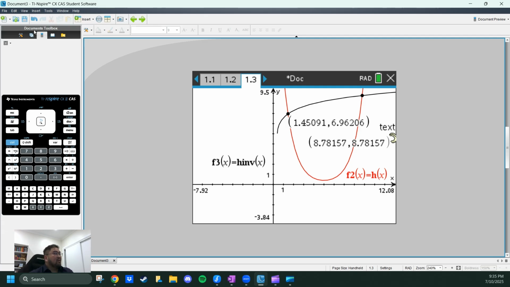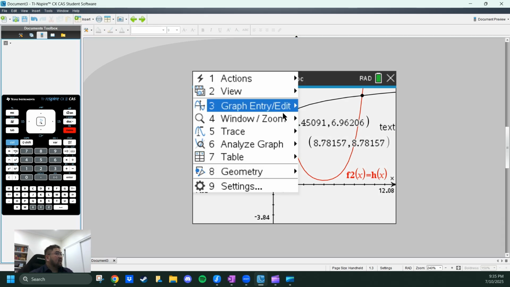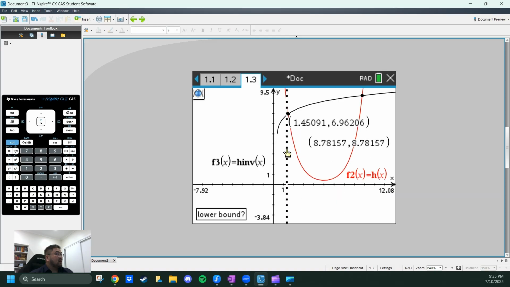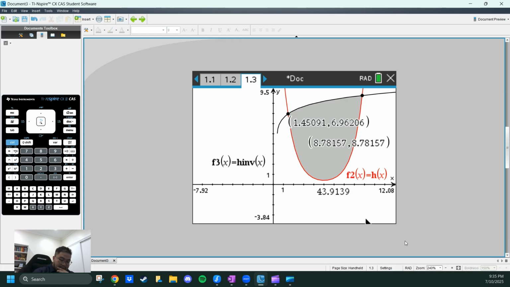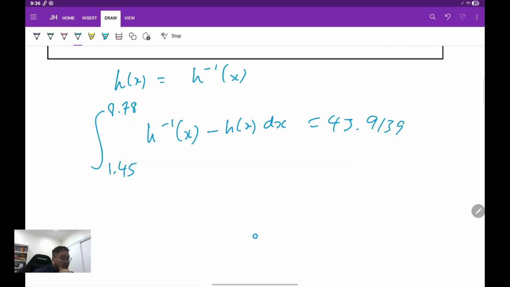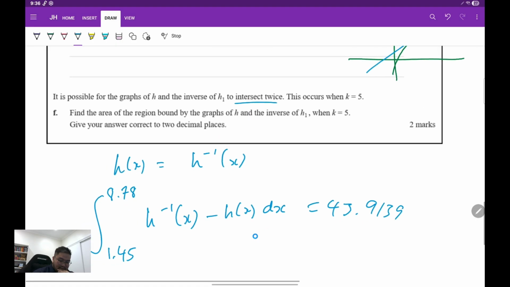And if we want to work out what the answer is, hopefully this area bound is 43.9139. Okay, and it's asking us for 2 decimal places, so 43.91 should be your answer for this one.